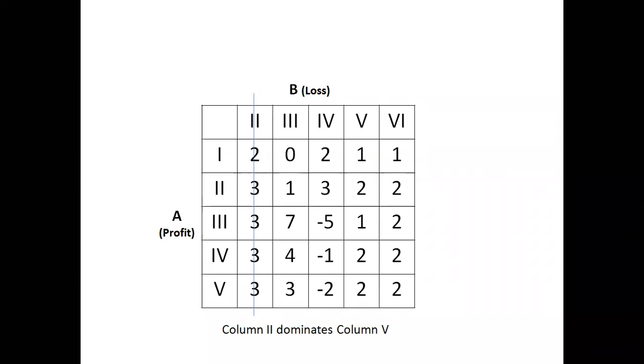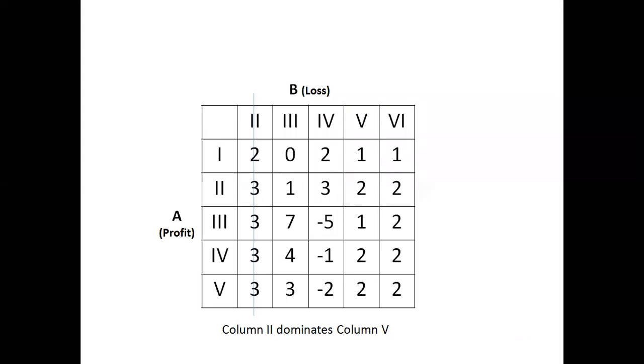Actually, in this figure column 1 is deleted, but this row 1 should have been deleted. I forgot to delete that. So the next one is, now you can see column 5 dominates, actually it is vice versa. It is column 5 dominates column 2. That means every element, excluding row 1, in column 5 is less than or equal to column 2. So column 2 is deleted.